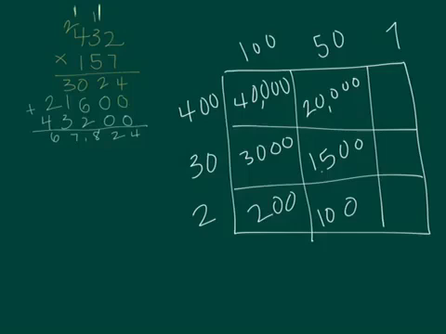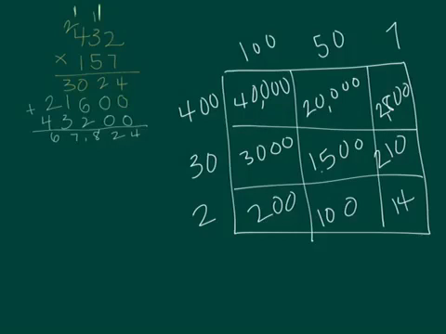Moving along one last time. 400 times 7 is 28 with 2 zeros, 2,800. 30 times 7, 21 with a 0, 210. And 2 times 7, 14.